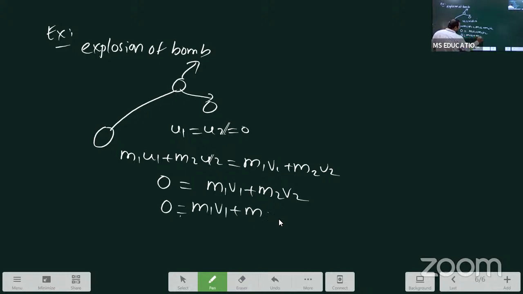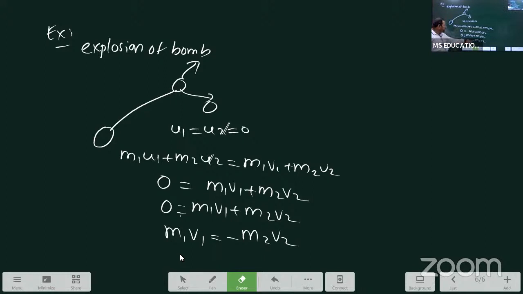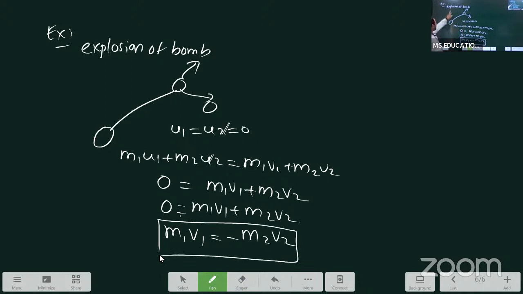m1 v1 plus m2 v2, coming to the left side, minus m1 v1 equals minus m2 v2, meaning both momentum, momentum m1 v1, momentum m2 v2. From this one, what we are saying: explosion of bomb. Just write, after explosion, two pieces of the bomb move in opposite direction. Just explosion of bomb, enough.